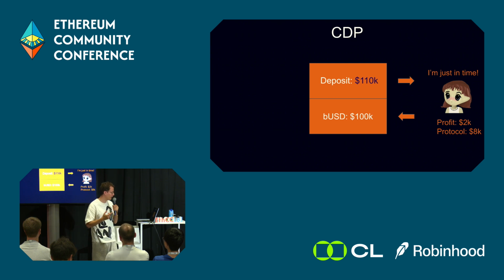And they're incentivized to do that because, as you can see here, the deposit is still bigger than the BitUSD, right? So they send $100,000 worth, they get back $110,000 worth, they take a cut, and the rest is given out to the protocol, right? But now there's one issue with this.